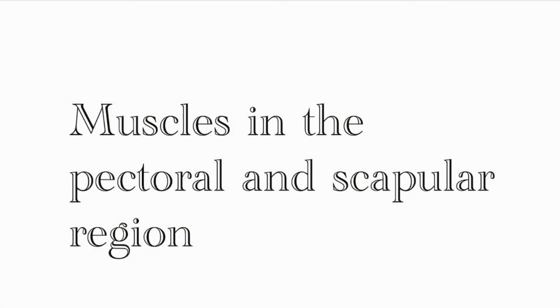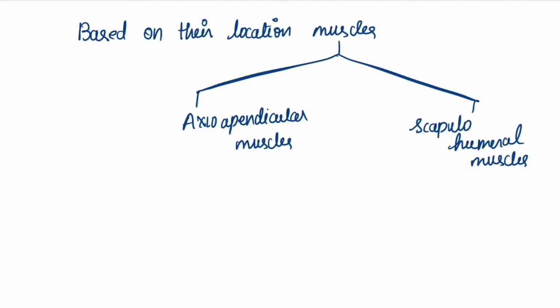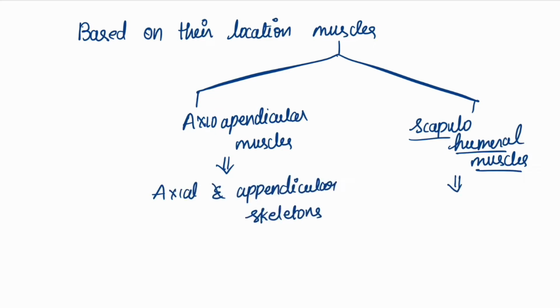Hello everyone. Our topic for today is muscles in the pectoral and scapular regions. Based on their locations, muscles are divided into two types. They are axioappendicular muscles and scapulo-humeral muscles. These axioappendicular muscles are the connection in between the axial and appendicular skeletons. These scapulo-humeral muscles connect the scapula to the humerus.